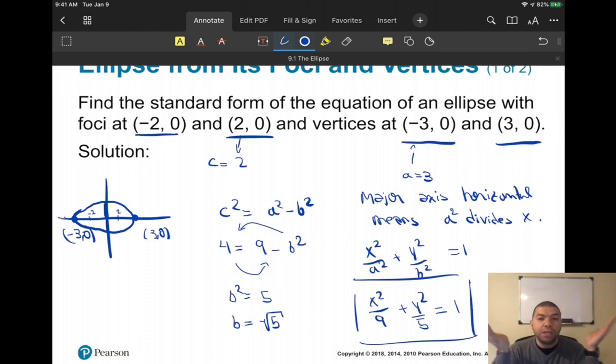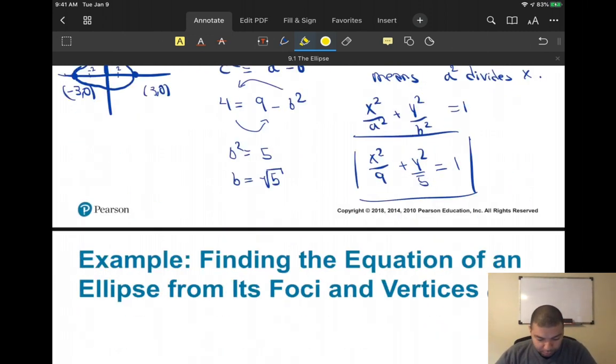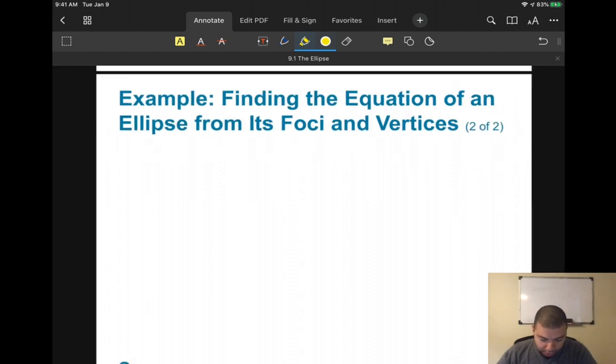Okay, so I use C and A to find B. I use what I know about the vertices to find that the axis is horizontal, and because the axis is horizontal, I decide where A and B go, whether they go under X or under Y. Okay. We won't need this page.